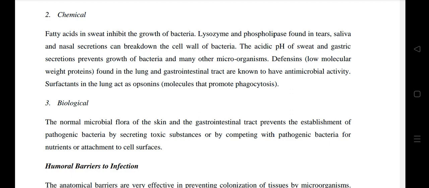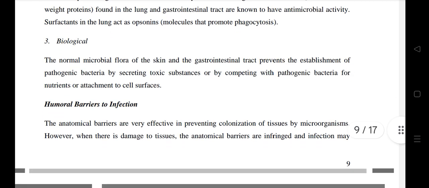Surfactants in the lung act as opsonins. That is new information for me. Defensins are there, which are low molecular weight proteins found in the lung and gastrointestinal tract, known to have antimicrobial activity. Then same is the case with surfactants, but they act as opsonins. Opsonins are molecules that promote phagocytosis. Defensins and surfactants. Next we will be learning biological aspects.